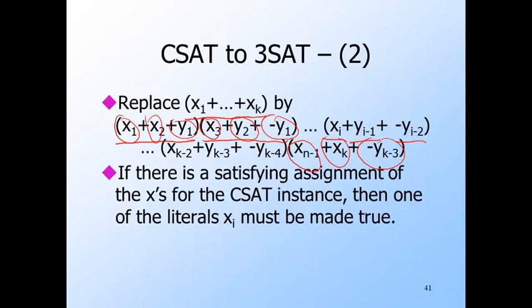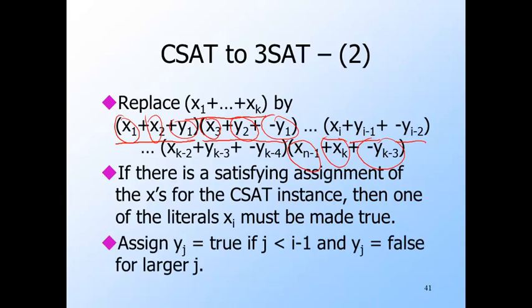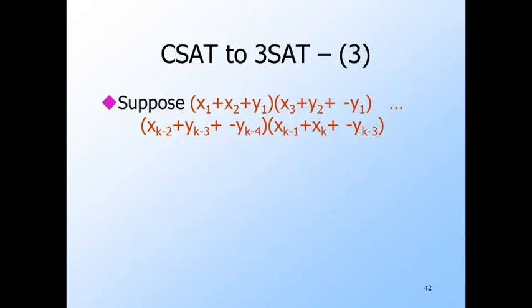Say it makes xi true. Then we can assign y sub j the truth value true for j less than i minus 1, and assign y sub j the value false for j equal to or greater than i minus 1. For this truth assignment, the clause with xi, that is this one, is made true by xi. All the previous clauses, those there, can be made true by their unnegated y's, and all the later clauses, all of these, are made true by their negated y's.